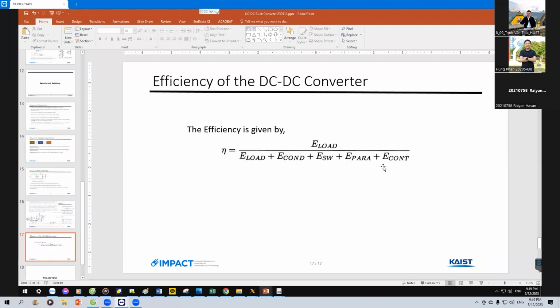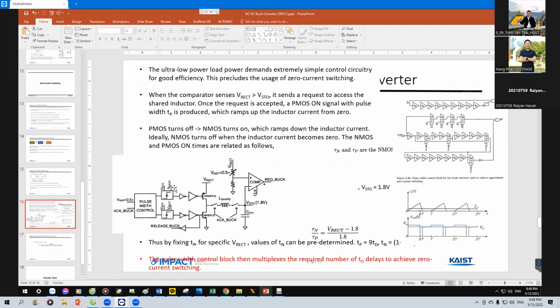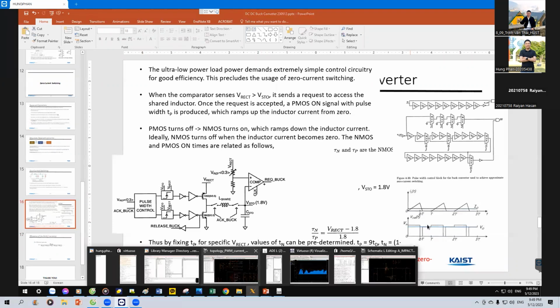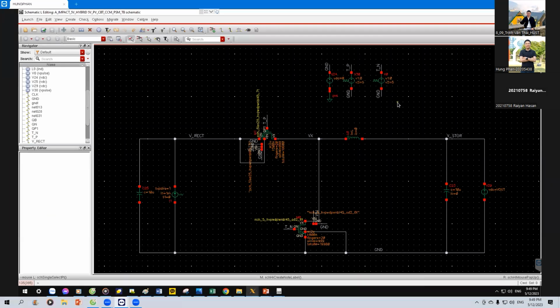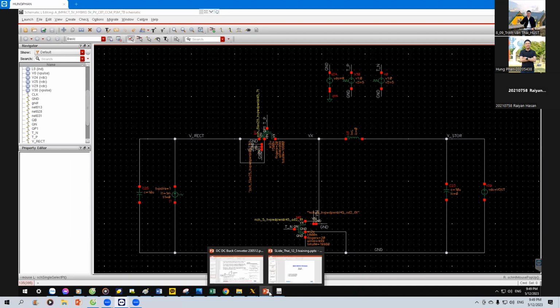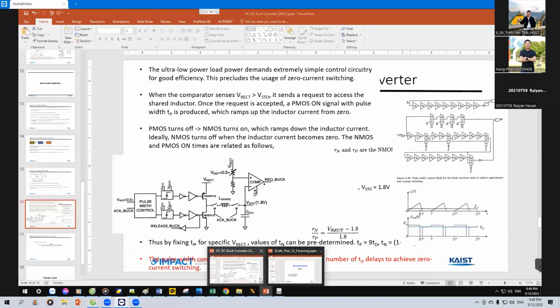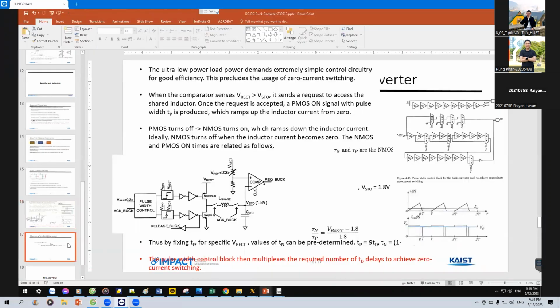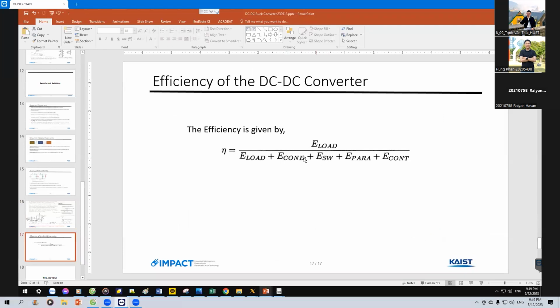And we will have control circuit loss. Actually, it will come from this control circuit, comparator and other things. But here we don't make a control circuit, so for now it simply only has conduction loss and switching loss here. Only two losses, right?